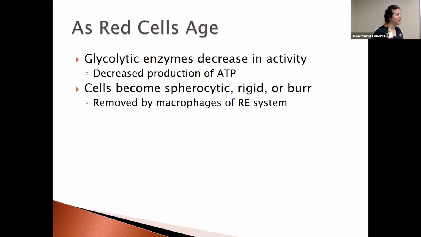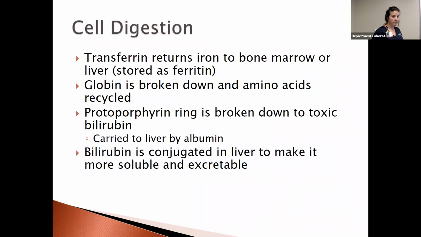What happens to our hemoglobin when the cells are removed from the spleen? The body's going to try to reuse as much as it can. All right, so transferrin is our carrier protein, and it's going to bind iron, and it's going to transport it back to the bone marrow so it can be incorporated into new cells. The globin is going to be broken down into amino acids. They're going to be transported back to the amino acid pool to be reused.